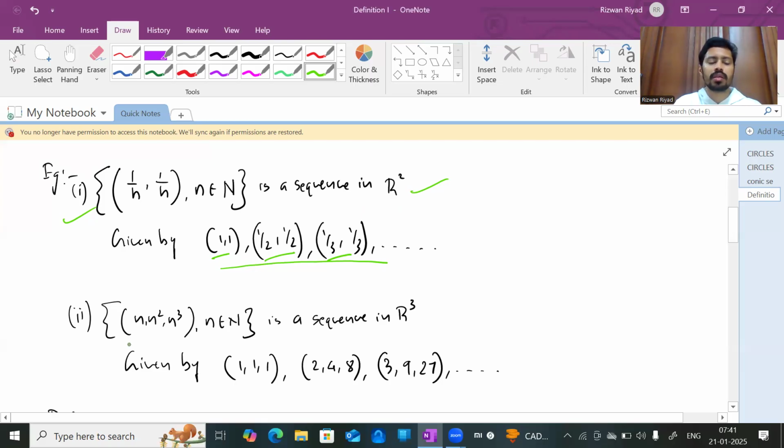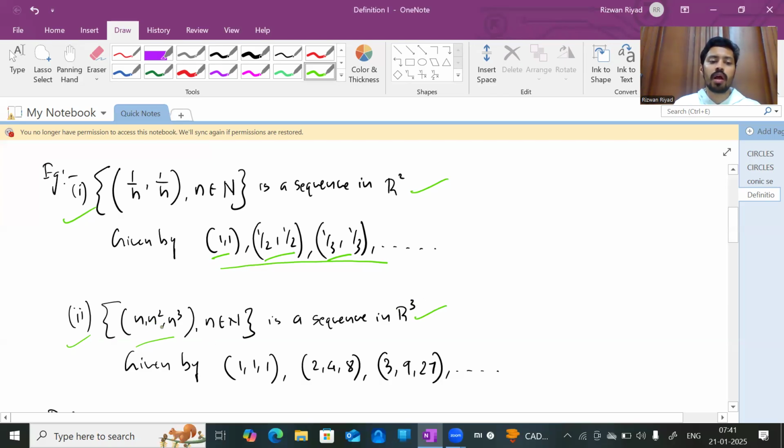Next example: the ordered triple (n, n square, n cube), where n belongs to the natural numbers. This is another example of a sequence, in R3, R cross R cross R. These are ordered triplets, because this is in R3.